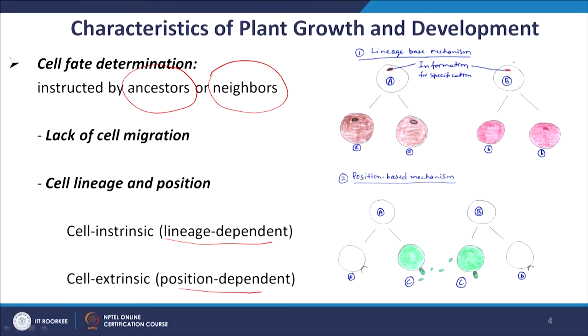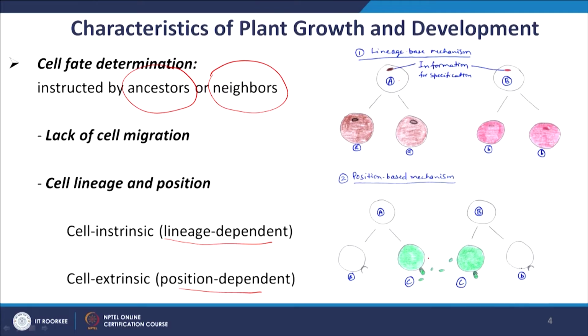B will have another information for the specification, and the cells which are generated from A will carry this information from the ancestor. So, these descendant cells, or the daughter cells, are going to take the identity or the fate as instructed by their parent cell. But if this is a position based mechanism, then the parent cells do not have any information for specification, they just divide and give rise to the daughter cells.